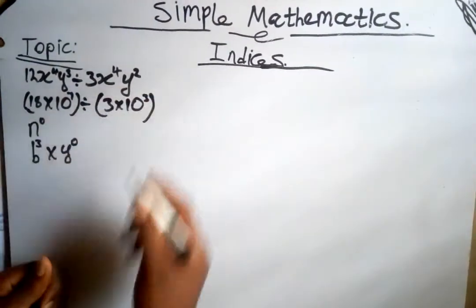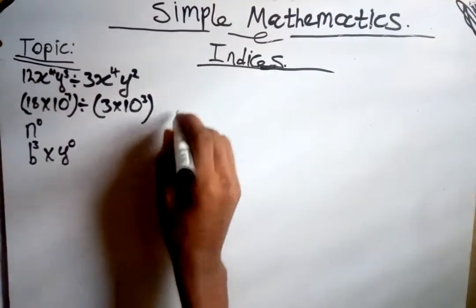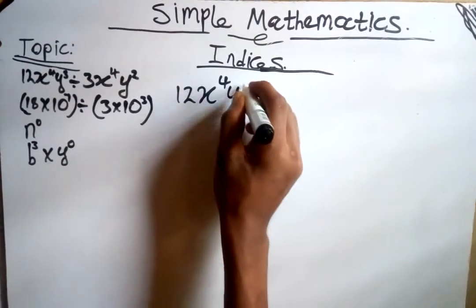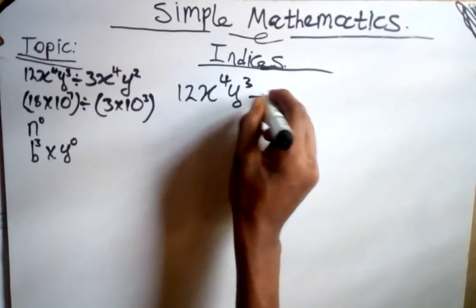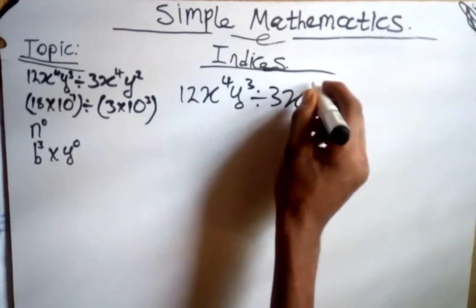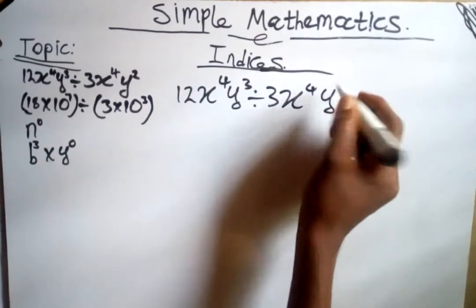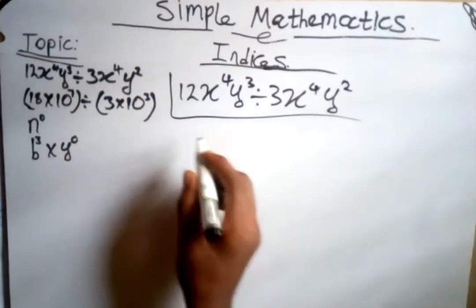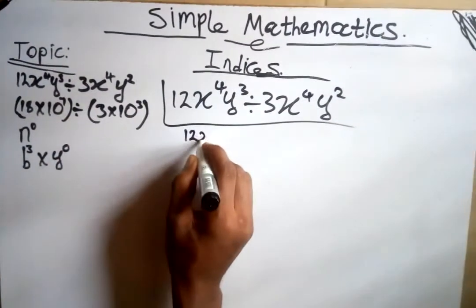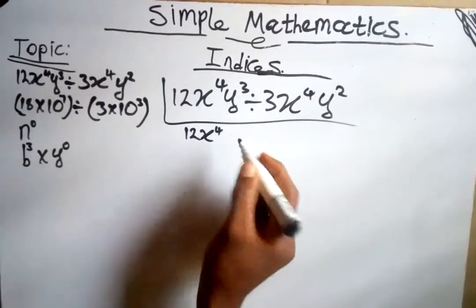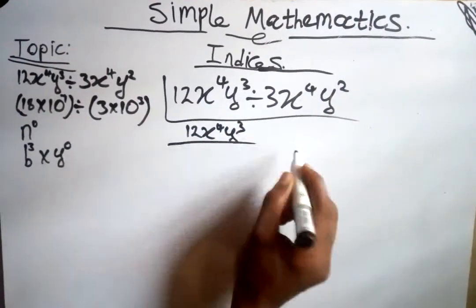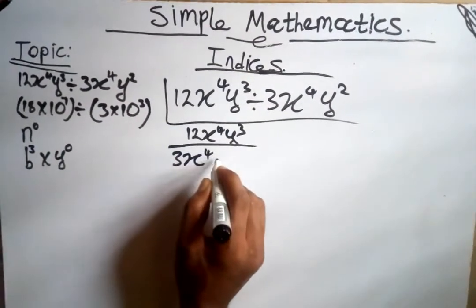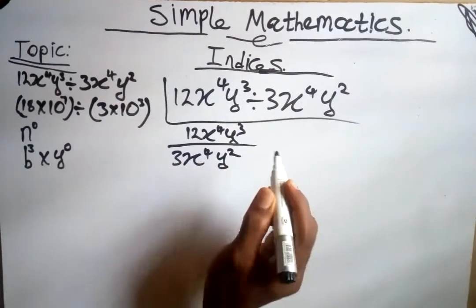Okay, so the first one, we have 12x raised to the power 4 and y raised to the power 3 divided by 3x raised to the power of 4 y raised to the power of 2. We can also express this as 12x to the power of 4 y to the power of 3 over 3x to the power of 4 y to the power of 2.